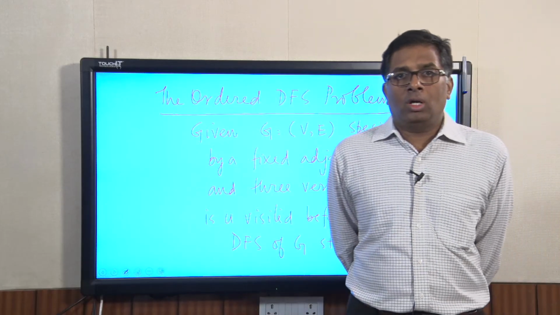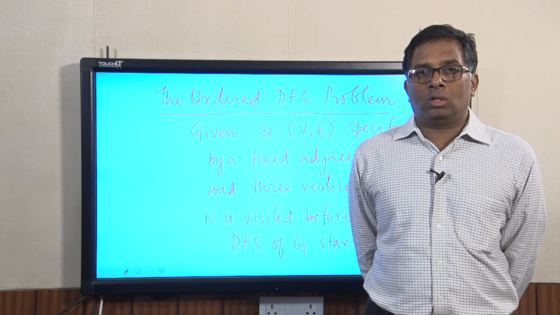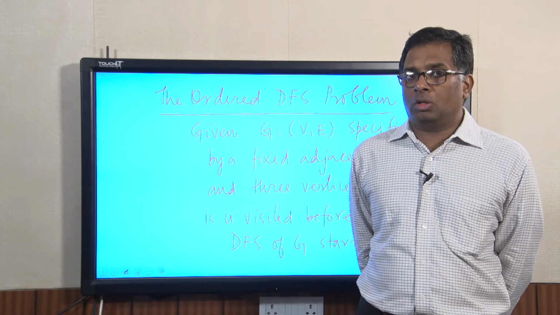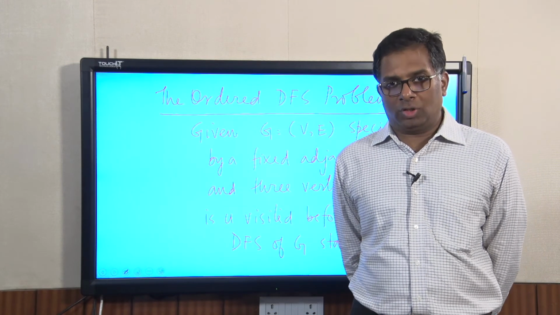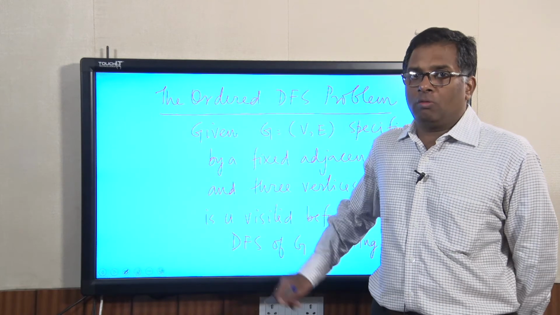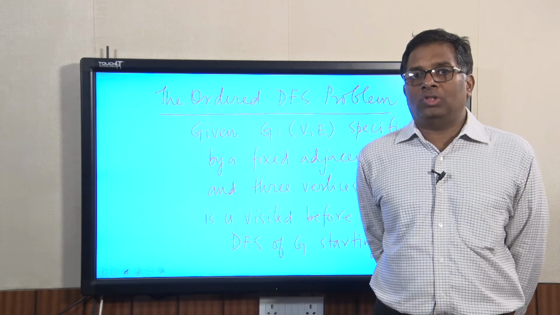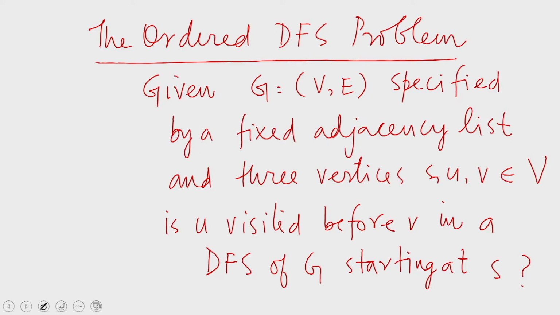We are given a graph. The graph is specified using a particular adjacency list. We know that the choice of the adjacency list representation will decide the order in which the vertices are visited in a DFS. So, given this adjacency list representation and three particular vertices S, U, V, you have to decide whether U is visited before V in a DFS which begins at S. So, this is the decision problem at hand. We want to show that the ordered DFS problem is P-complete for NC reductions.